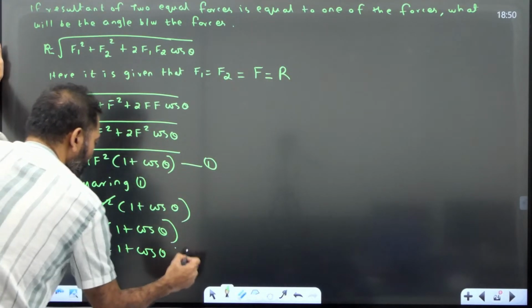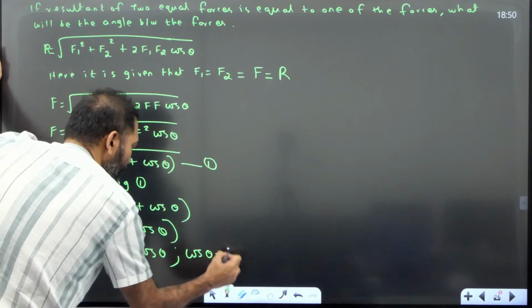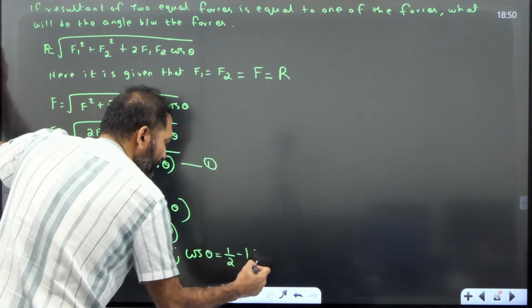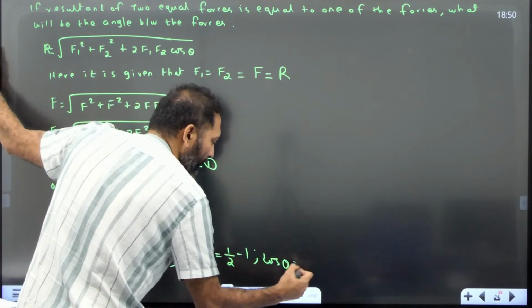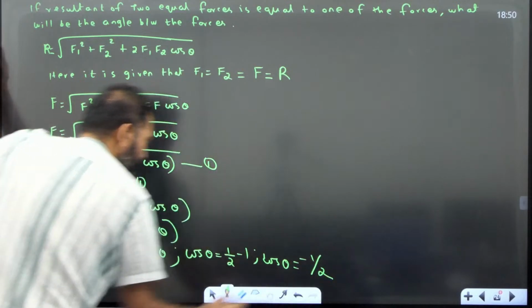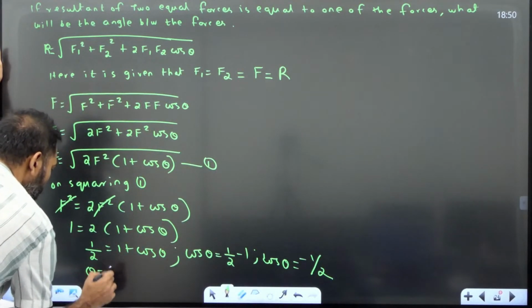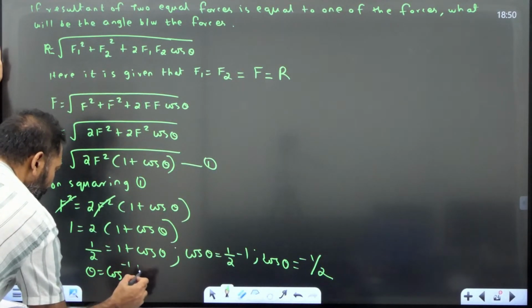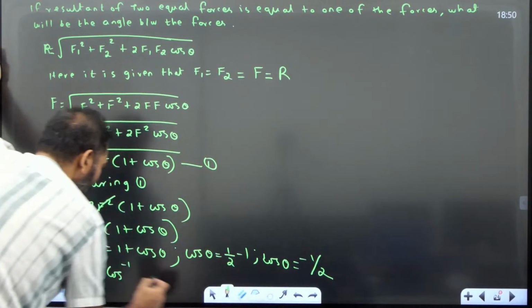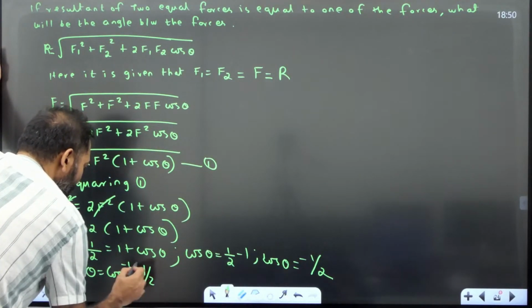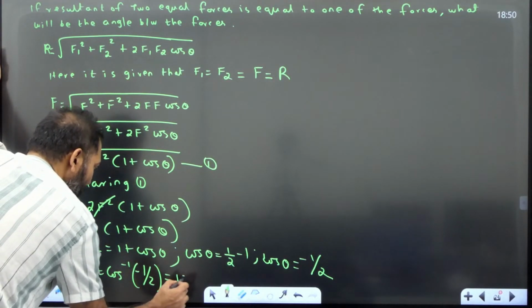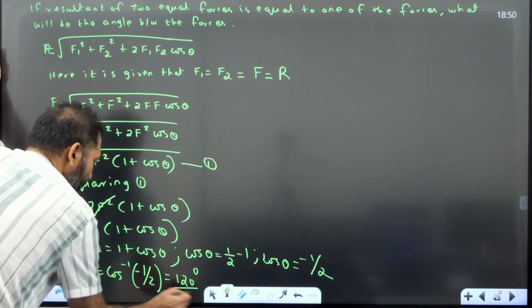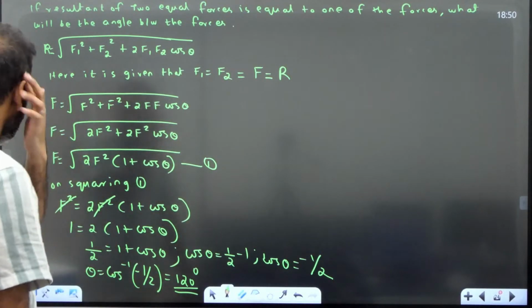That means cos theta equals 1 by 2 minus 1, that is cos theta equals minus half. So theta equals cos inverse of minus half. Cos of which angle gives minus half? The answer is 120 degree.